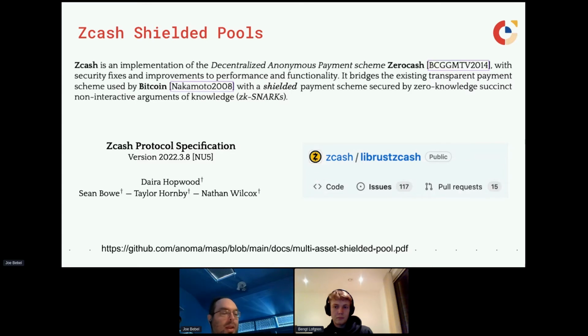And we also have in the Anoma MASP repository some documentation about the multi-asset shielded pool specifically, which assumes generally that you're familiar with the Zcash shielded pools to begin with, and doesn't repeat very much. So these resources are primarily where we draw from for the MASP, and where we're going to draw from today.